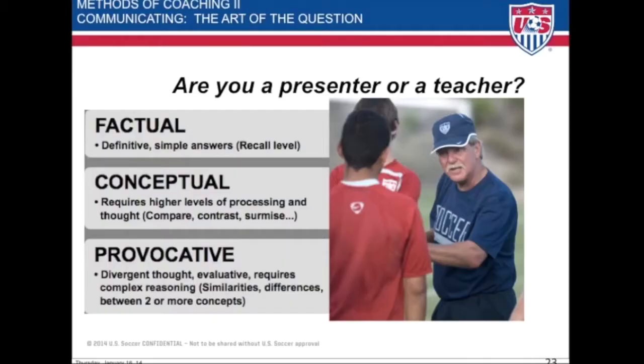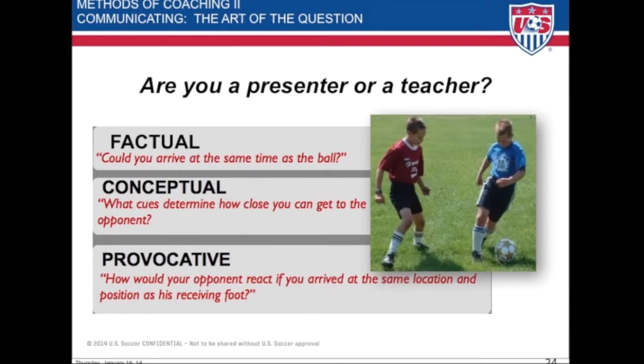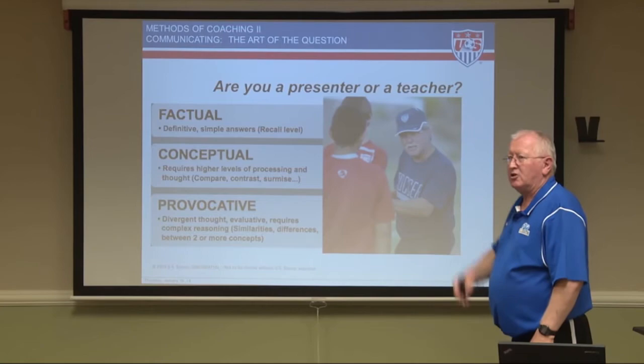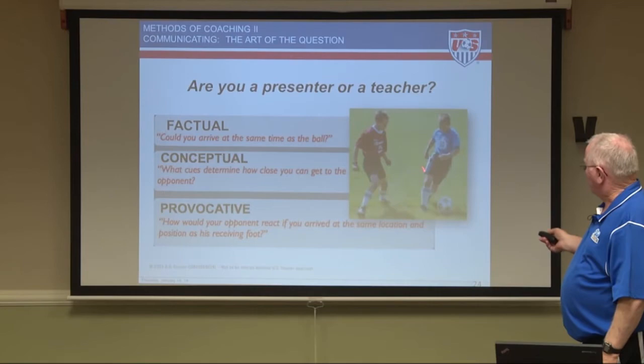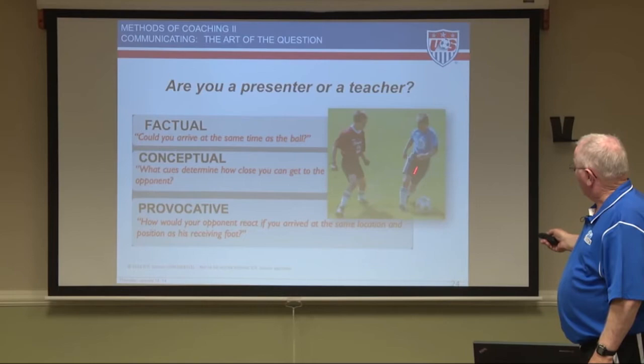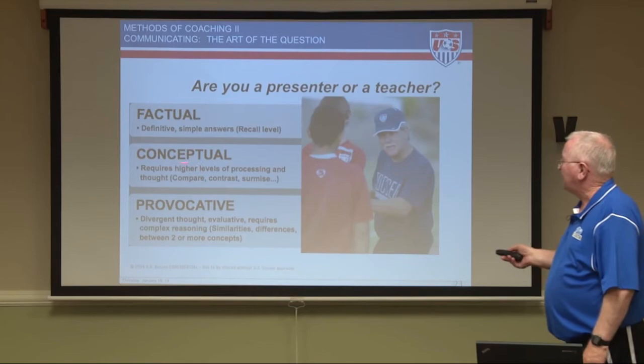The warm-up. So now we're going to another question which requires higher levels of processing because we compare, contrast, surmise. So a conceptual question might be, what cues determine how close you can get to the opponent? So what visual cues do you think the player would need to assess as they look at this? They need to look at the first touch. They need to look at right-footed or left-footed. Is this child faster than this child? So all of those have to be considered, and that would be a conceptual question.